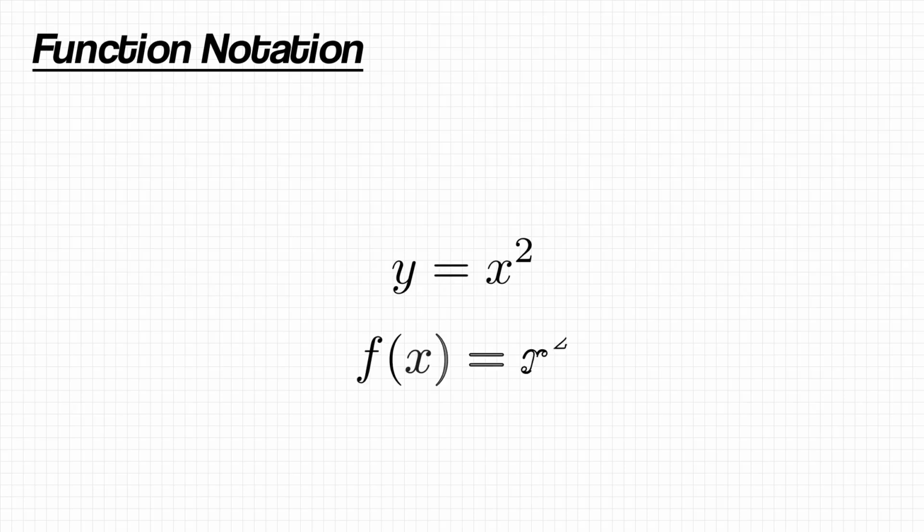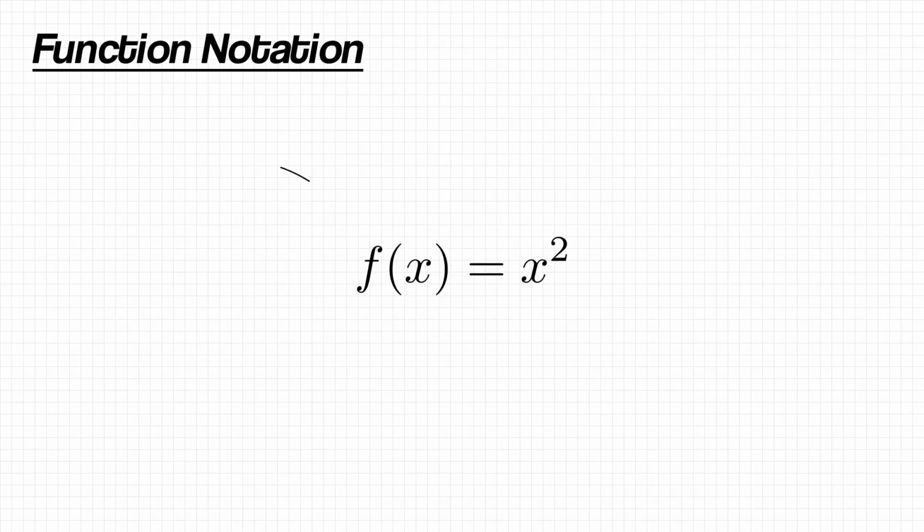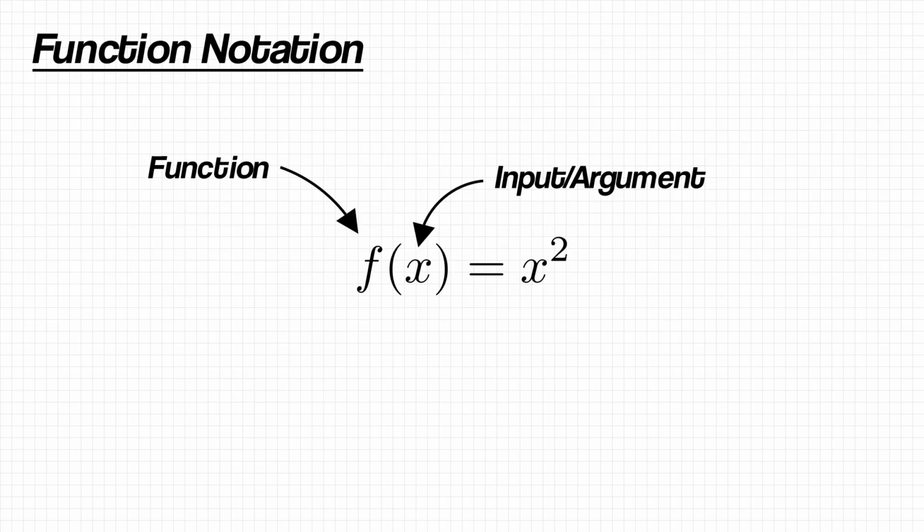Before we can look at graph transformations, we need to make sure we understand function notation. We can first think of function notation as simply another way to notate equations. For example, we could rewrite the equation y equals x squared in function notation as f of x equals x squared. F is simply a letter I've chosen to denote my function. Whatever's inside the brackets, in this case x, is the argument of the function, or the input. The other side of this equation gives me the output of the function.